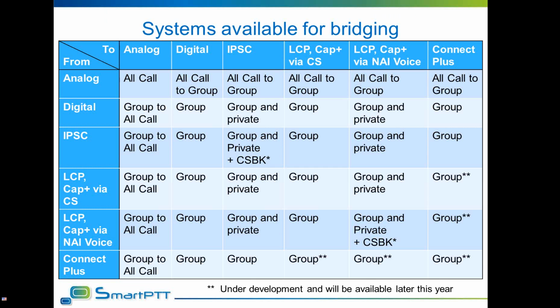Capacity Plus and Link Capacity Plus systems via NAI voice have mostly same functionality as classic IPsec Connect. Connect Plus systems currently cannot be connected to NAI by any means, but this feature is under development and will be available later this year. Connect Plus systems can be bridged with control stations as gateways to analog or digital networks in scope of group calls. IPsec Connect system is also accepted on the same rules, group calls only.